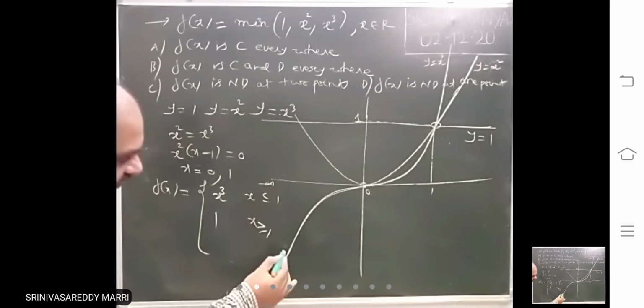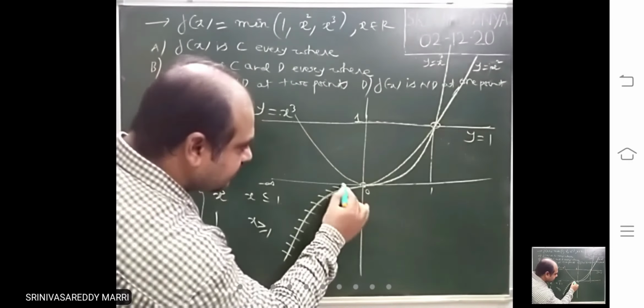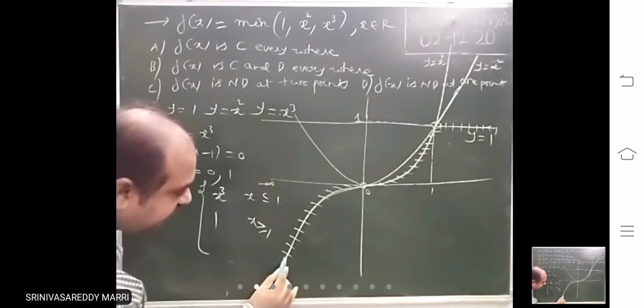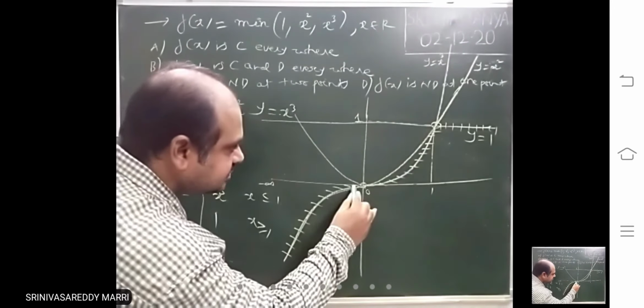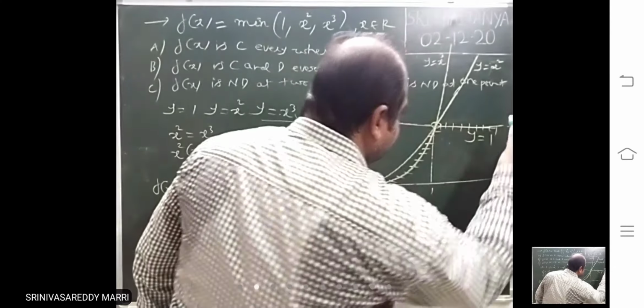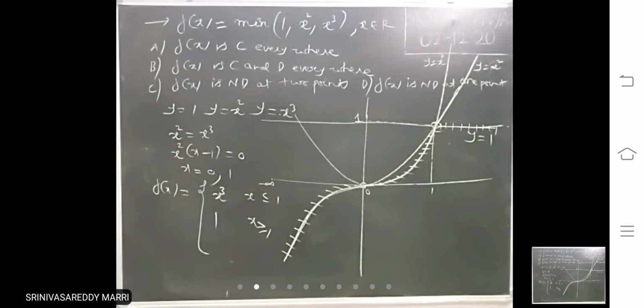That means f of x I am plotting here. Look at. So this dotted one is f of x. Then greater than or equal to 1, this is the one. The dotted one is f of x. So the dotted one graph, how is it? Smoothly. There is no break. There is no break means what? It is everywhere continuous.